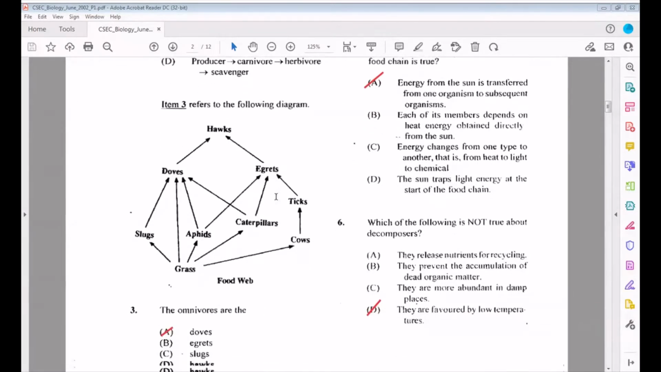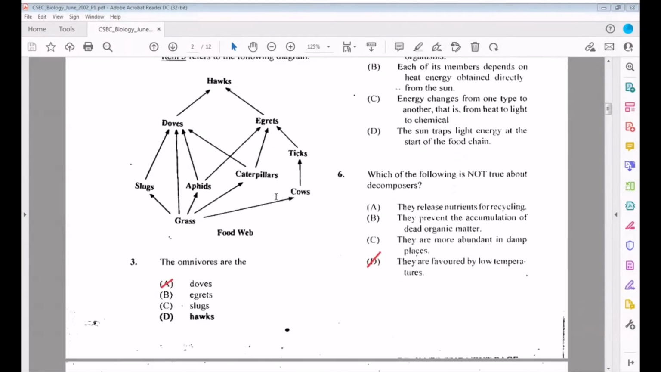Item 3 refers to the following diagram. So we have this very simple food web here, and they're asking us which of them is the omnivore. Now, an omnivore is an organism that eats both plants and animals. So if we were to follow through with the choices that were given to us, we would see that the dove eats both the grass as well as animals here, which are primary consumers, so the slugs and the aphids. So the answer would be A.